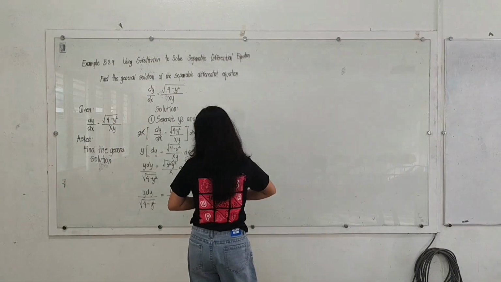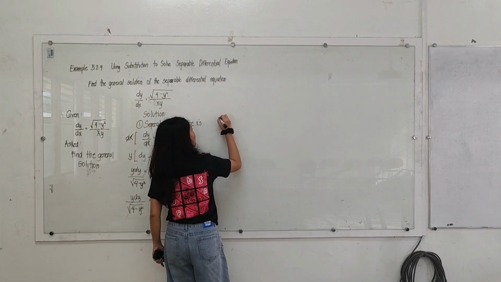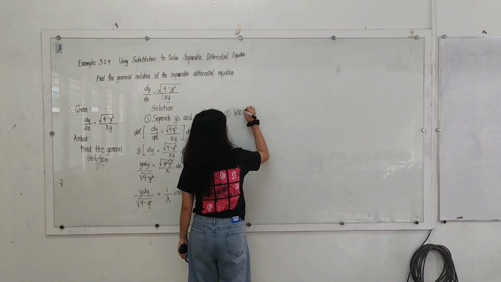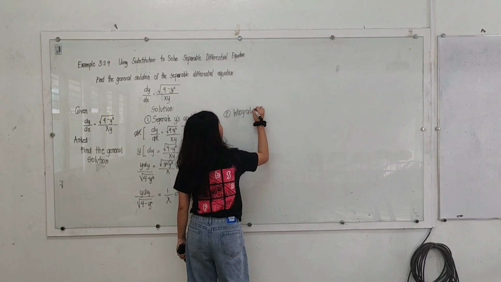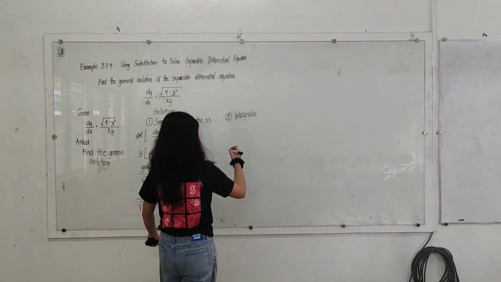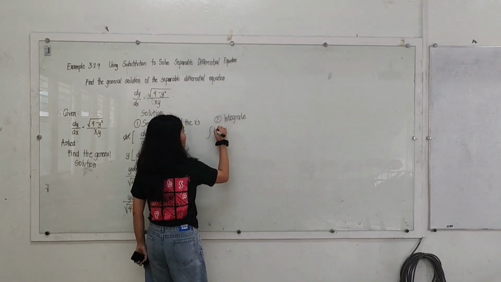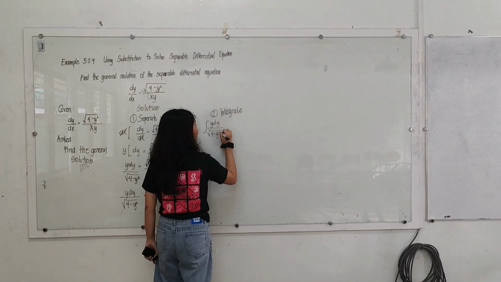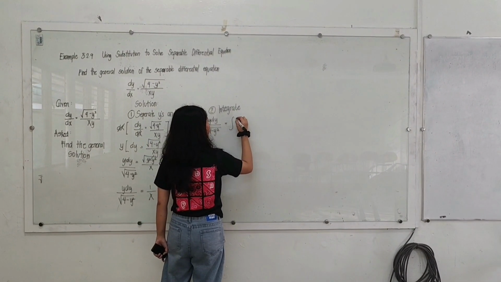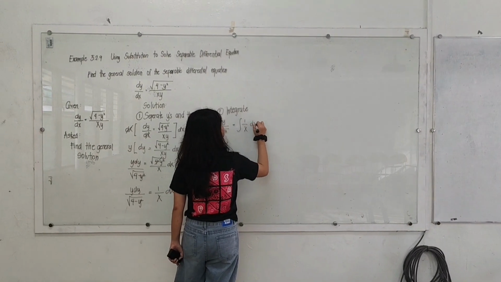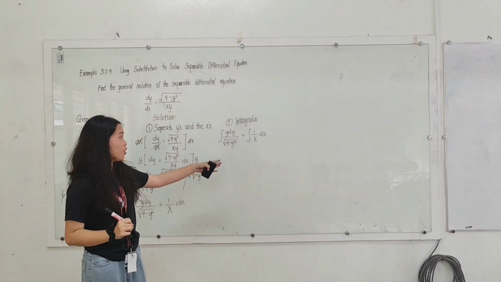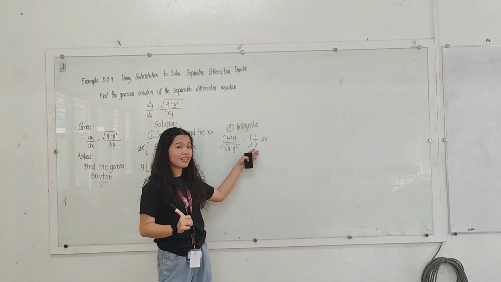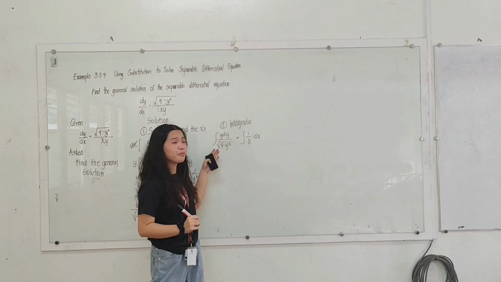So second, we integrate it. Integration of y dy over the square root of 4 minus y squared is equal to the integral of 1 over x dx. We can observe that on the right side, integrating it will be easy, and on the left side, it will be very hard.